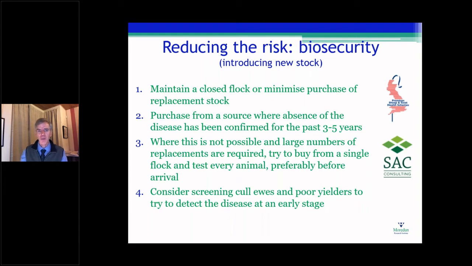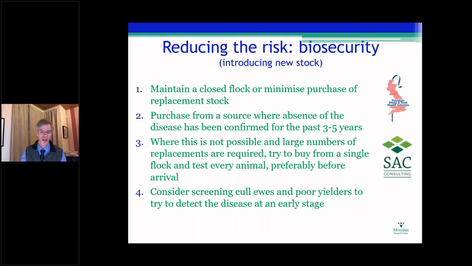Although many farmers like to try and keep a closed flock, that won't necessarily include rams. But if you do need some replacers after some time, some breeding ewes, then we think it's a really good idea to find a source of those sheep from a farm that has been clear of this disease for at least 3 to 5 years. Where larger numbers of replacements are required, try to buy from a single flock and have every animal tested, preferably before arrival.